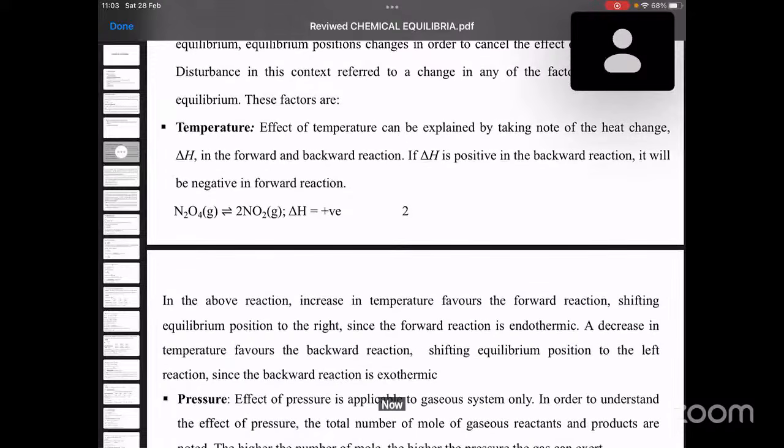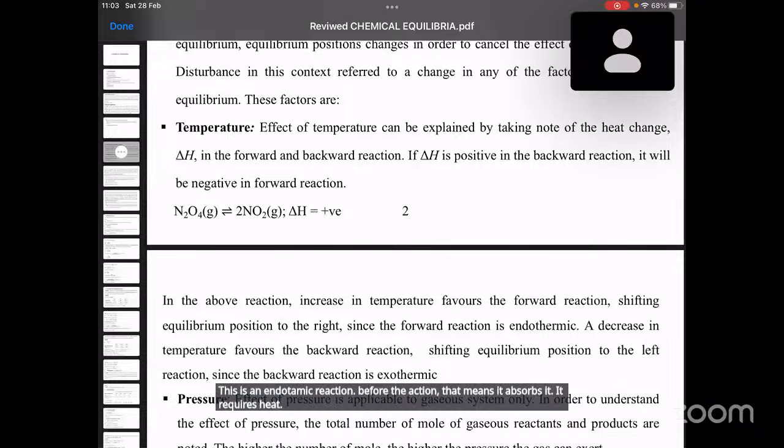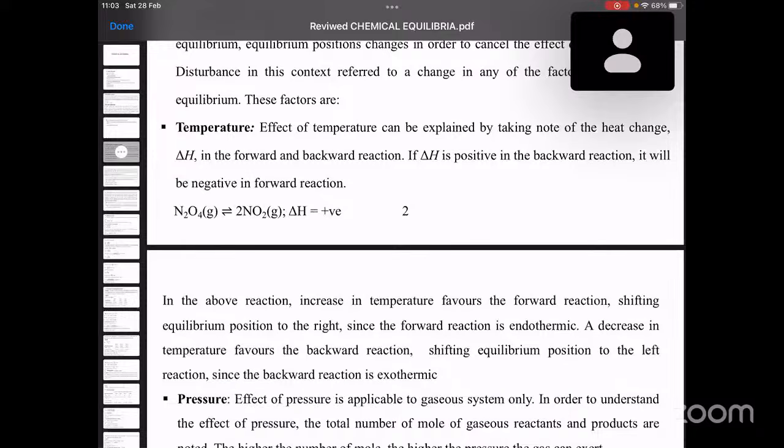Now, let's just look at this reaction. This is an endothermic reaction. The forward reaction absorbs heat. It requires heat. Now, if you try to increase temperature for this reaction, what that means is that the forward reaction will be favored.